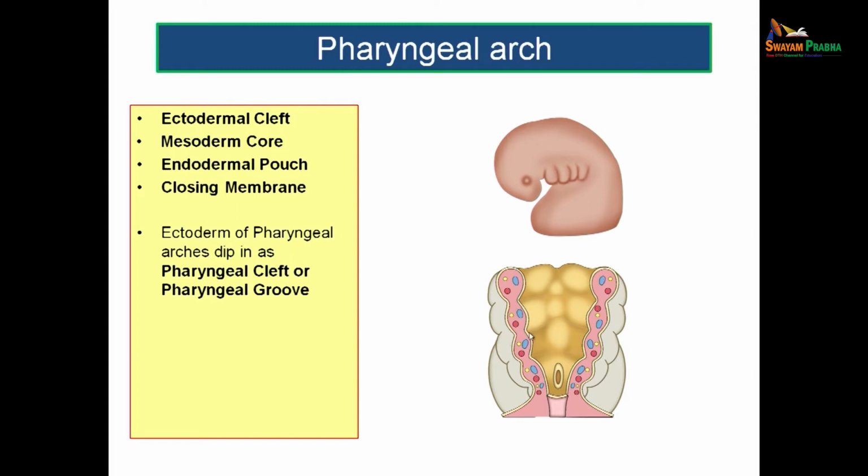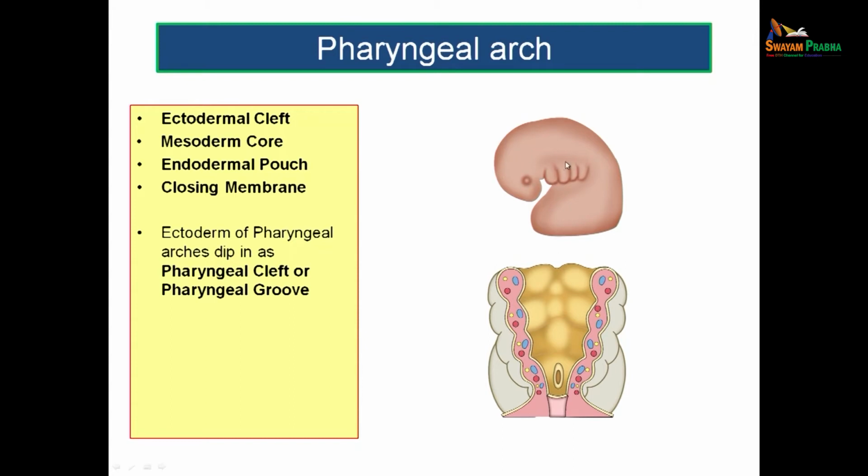So these dips from the inner aspect, means as you look from the inner aspect of the primitive pharynx, you can see the dips on the endoderm between the pharyngeal arches. They are known as endodermal pouches. So you have a set of ectodermal clefts on the outer aspect and endodermal pouches on the inner aspect, and in between you have the mesodermal core.